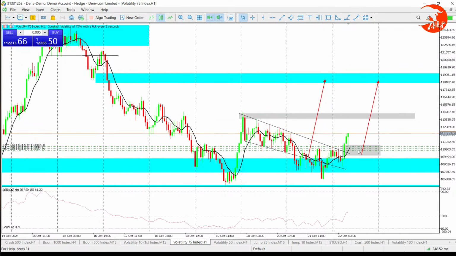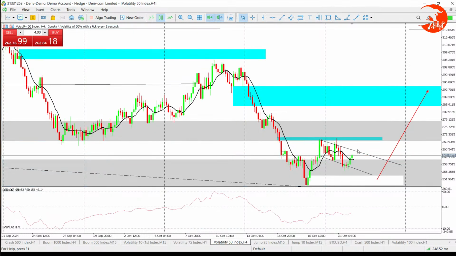I've missed it. It has missed that. And look at that, that is big money. V75, this is big money. From that level to that level, that is a lot of money that we would have grabbed there.